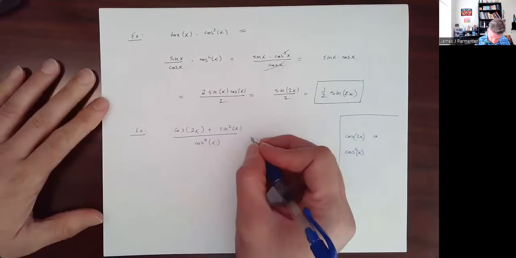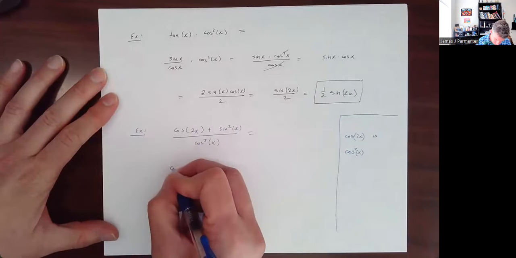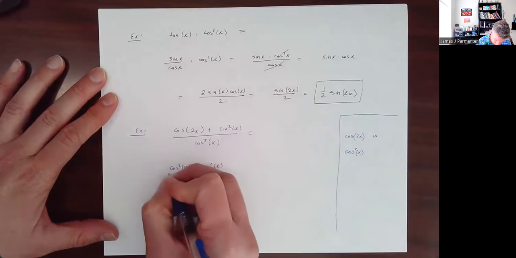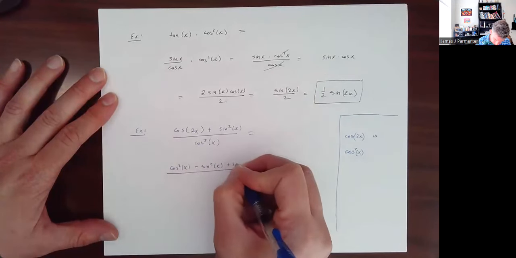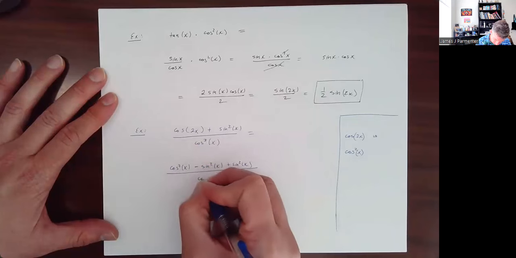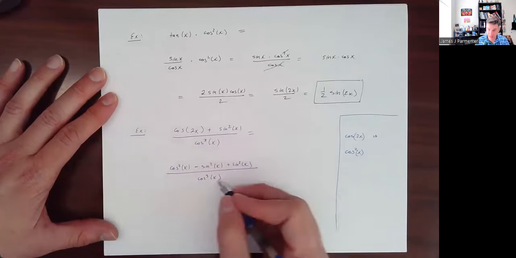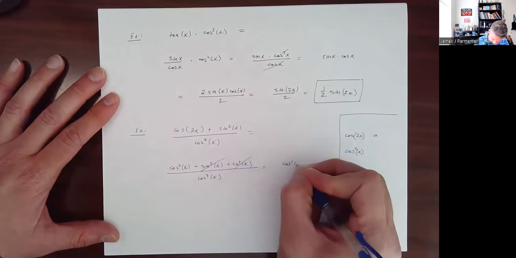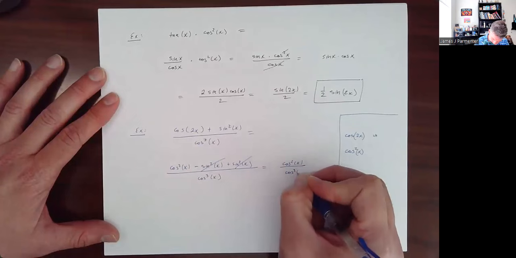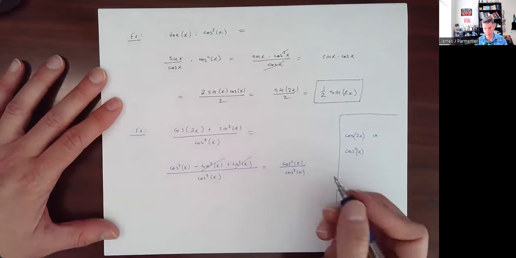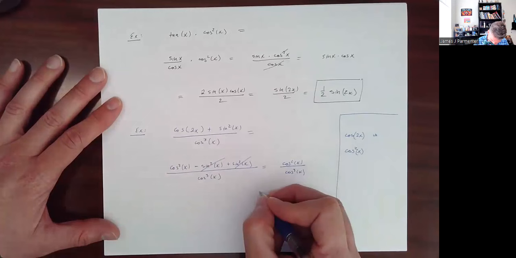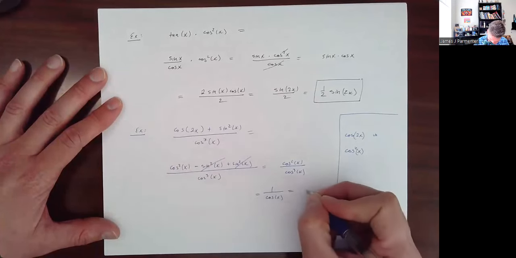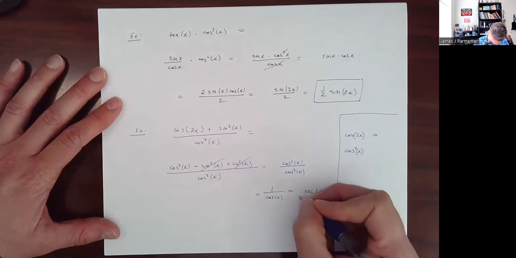Okay, so cosine of 2x is equal to cosine squared of x minus sine squared of x. Oh, don't forget the other plus sine squared of x here. All divided by cosine cubed. The sine squareds cancel. Minus sine squared plus sine squared is 0. So I'm left with cosine squared of x over cosine cubed of x. I can cancel out or divide a cosine squared and a cosine squared on top and bottom. I'm left with 1 over cosine of x. And then finally, I should write 1 over cosine as secant of x.